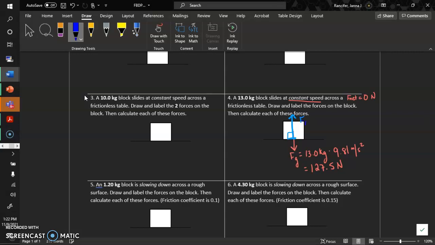This F sub n is the normal force, and it must be equal and opposite to the force of gravity, so the normal force is 127.5 newtons. And this block slides at constant speed across a frictionless table. There are no other forces to draw or label.